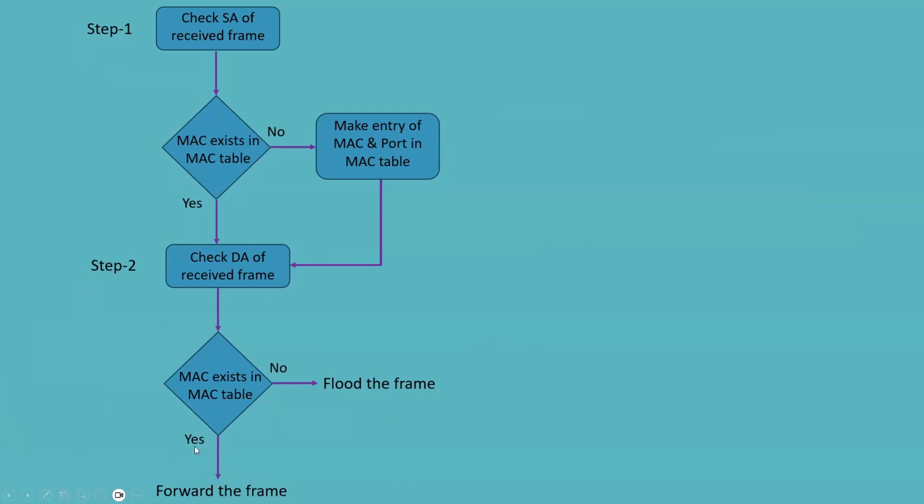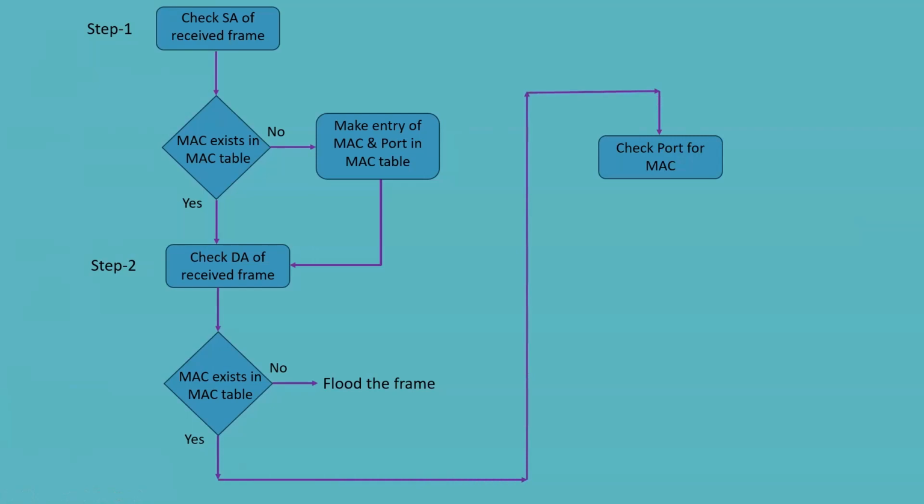But now that we have learned the concept of aging, this step is further expanded. And then we start checking the corresponding port also. So check the port number associated with the MAC. And if it is not the same port, then forward the frame. And if it is on the same port, then filter or drop the frame.